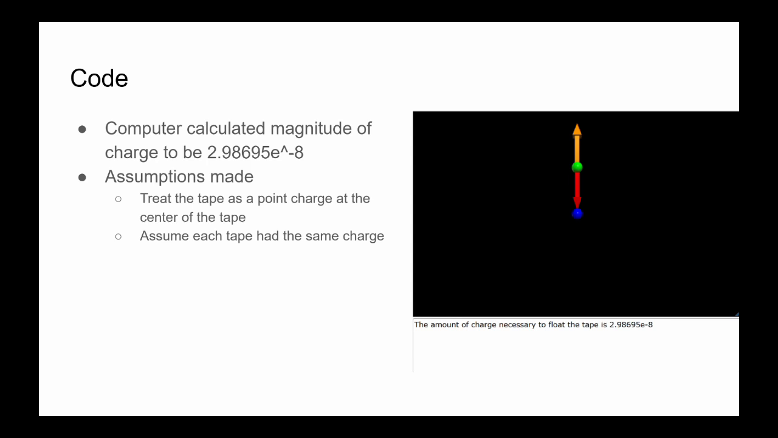Some assumptions I had to make, just as I did for the experiment, were that I had to treat the tape as point charges, and we'd assume each tape had the same charge, but not that they were spread evenly along the tape. So as you can see, the blue point would be the lower tape, the green point would be the upper tape, and that's why they're point charges, and the red vector would be gravity, and the orange vector would be electrical force.